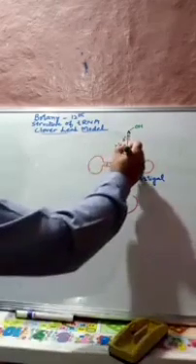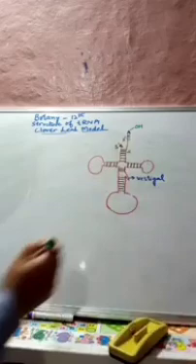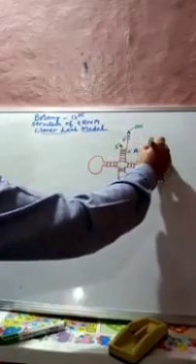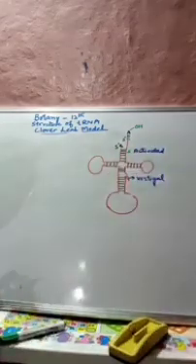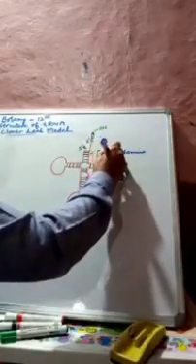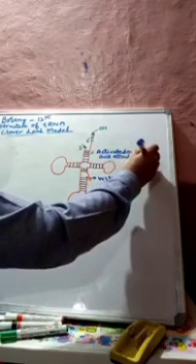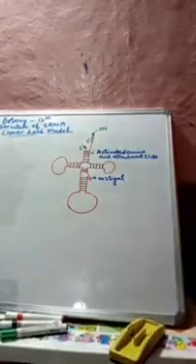Now this is the first arm. This first arm is called the activated amino acid attachment site. See here, the amino acid gets attached at this place.